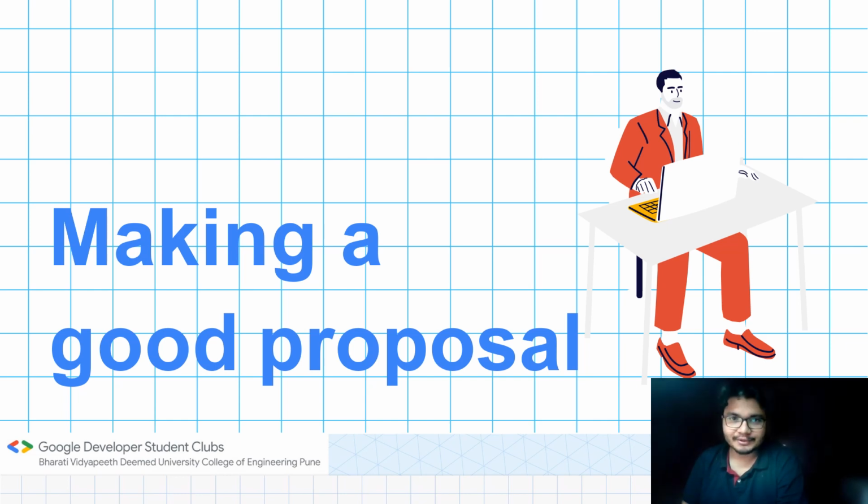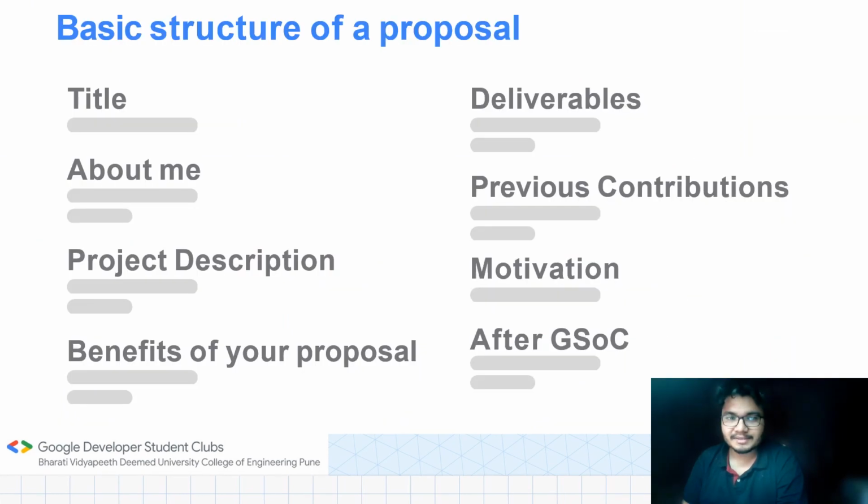and today I'm going to show you how you can make a great proposal so that it increases your chances of getting selected in the organization. Starting with the basic structure of the proposal. As you can see, there are different sections like title, about me, project description, benefits of your proposal, the deliverables you'll be working on, your previous contributions, the motivation to participate in the program, and what you are going to contribute after GSOC. So we'll go one by one, starting with the title.